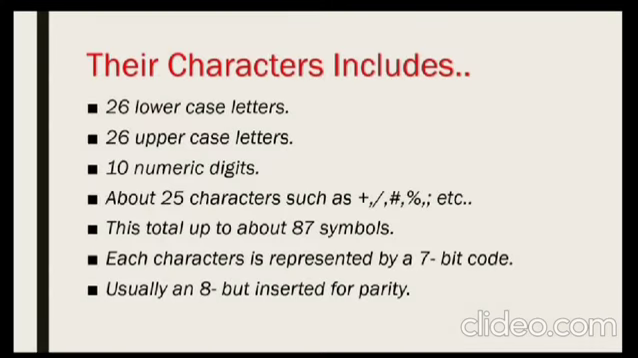The characters of alphanumeric codes are 26 letters, both in upper case and lower case, and 10 numeric digits: 0, 1, 2 to 9. There are 25 character symbols such as plus, slash, hashtag, percentage, etc. Each and every character in alphanumeric code is represented by a 7-bit code.